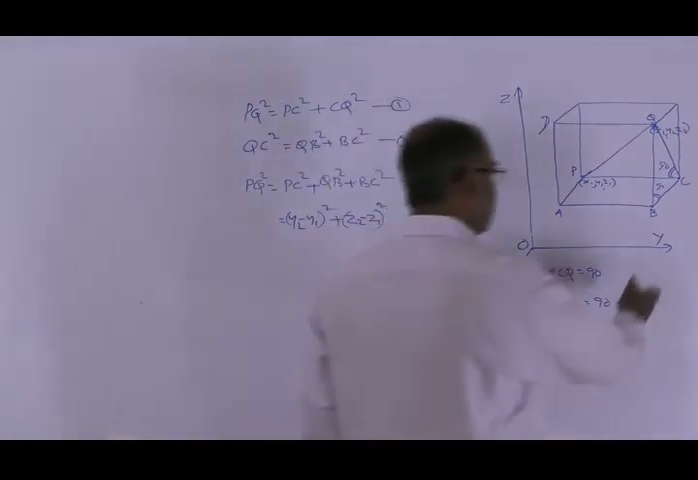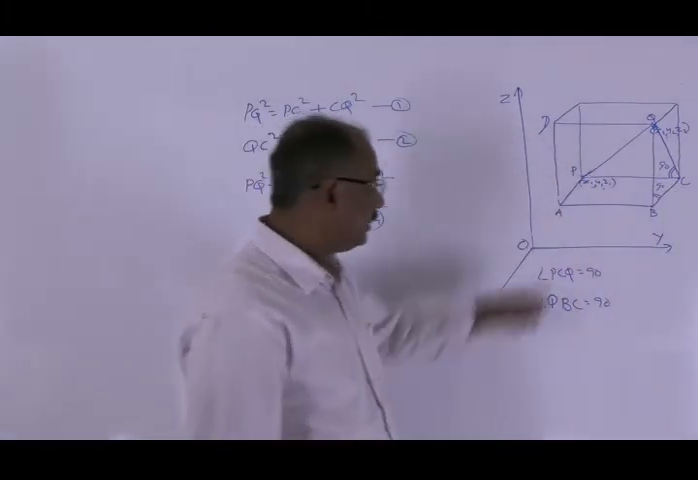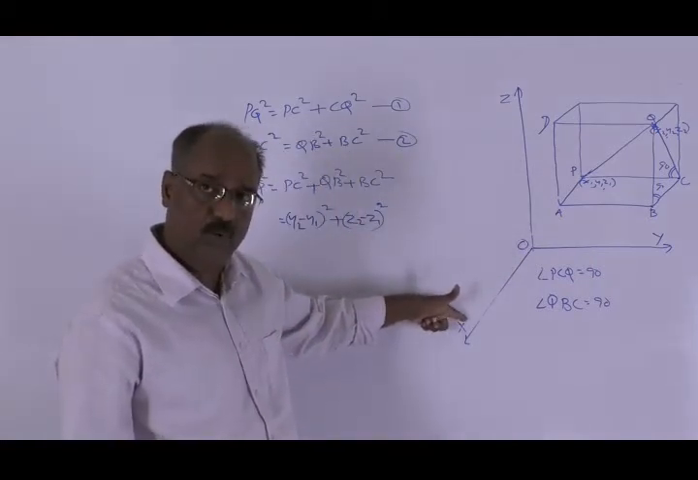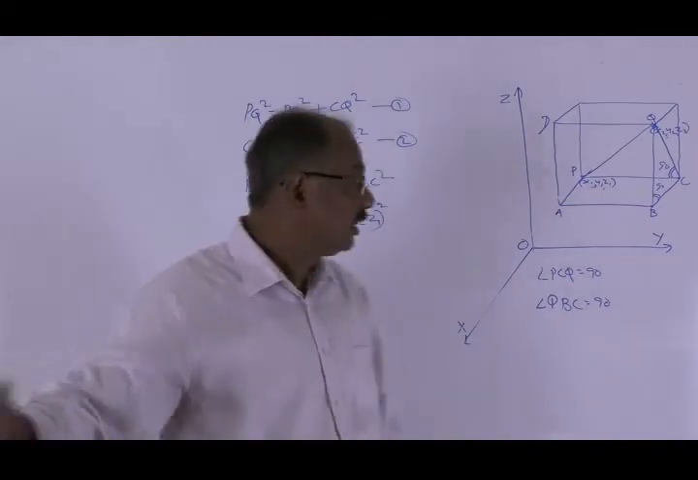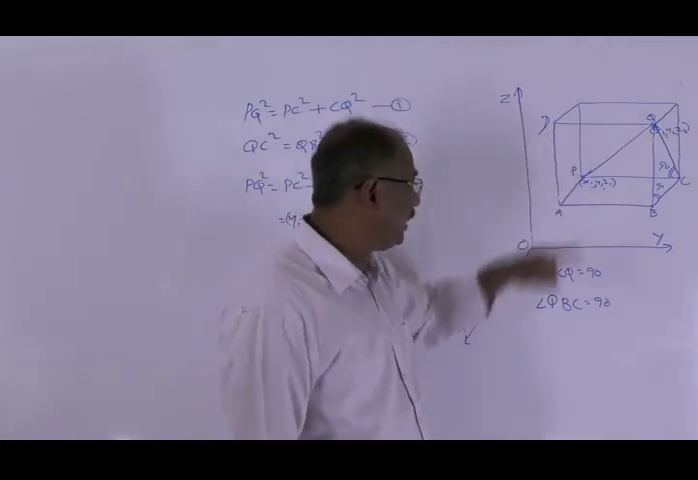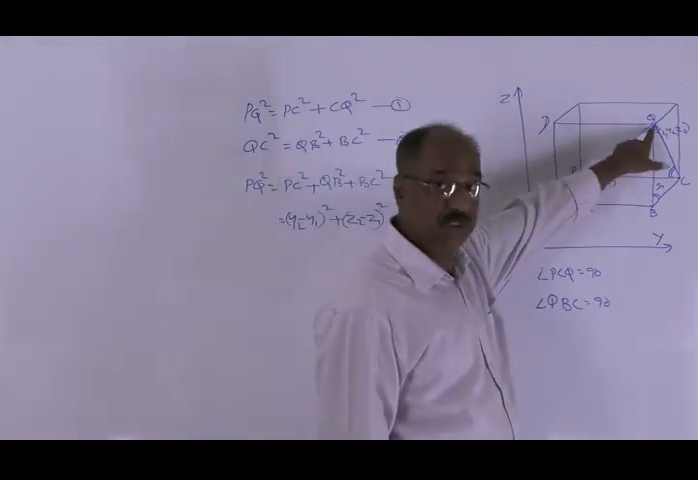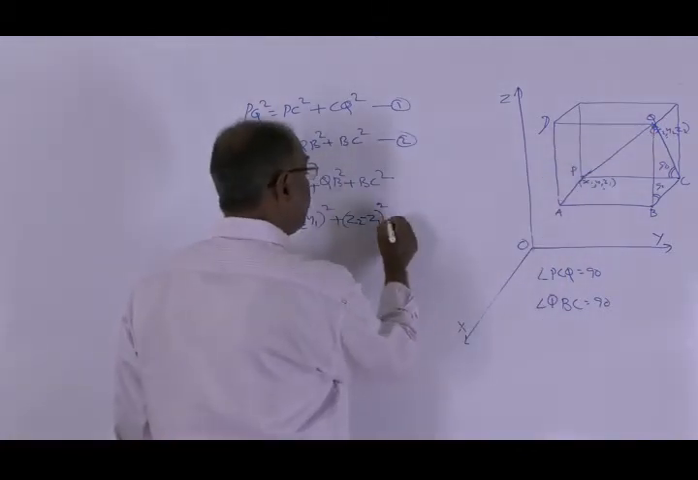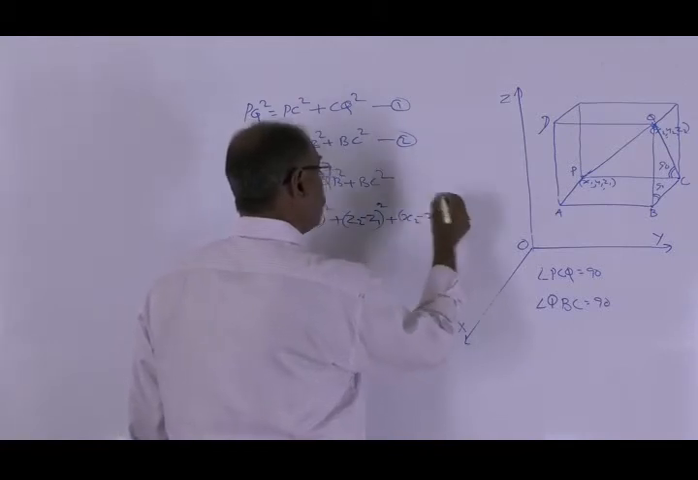Finally, consider this BC. BC is parallel to this PA, and this PA is parallel to this x-axis. Similarly as above, this distance PA is the difference between the x-coordinates of the points P and A. X-coordinate of this point P is x1. X-coordinate of this A is same as the x-coordinate of this Q, which is x2, and therefore BC is x2 minus x1. So BC squared equals x2 minus x1 whole square.